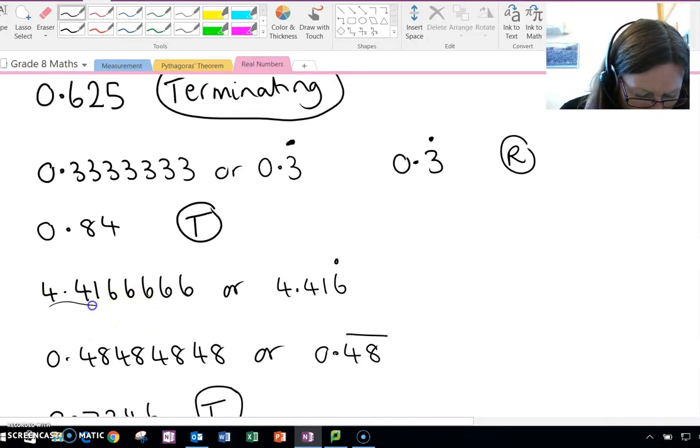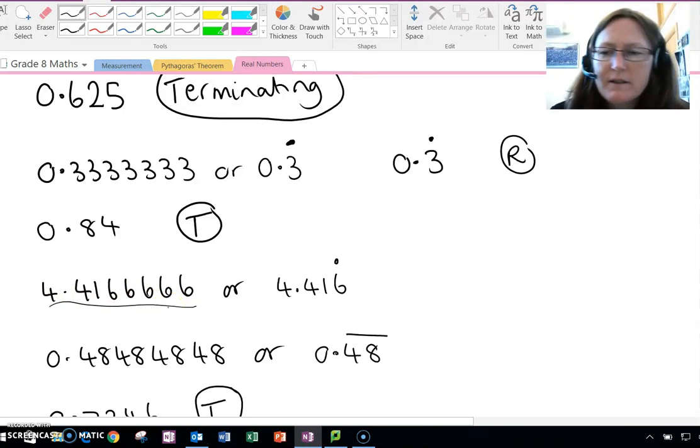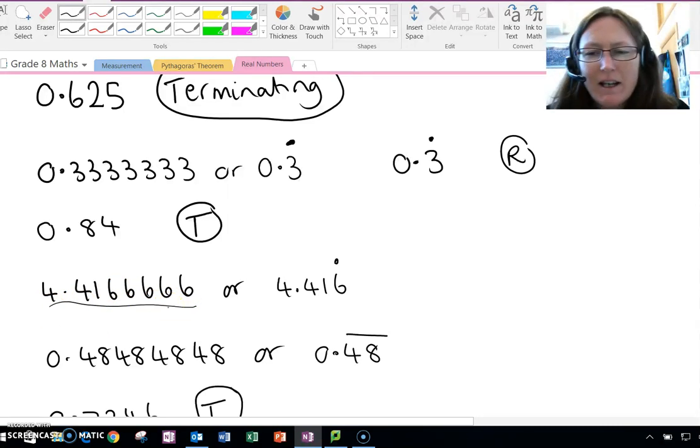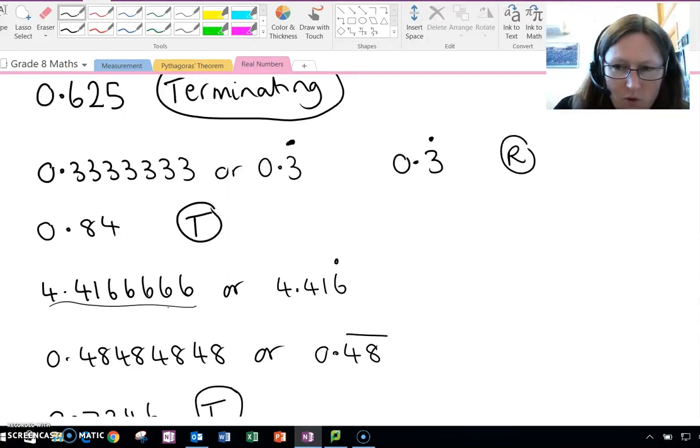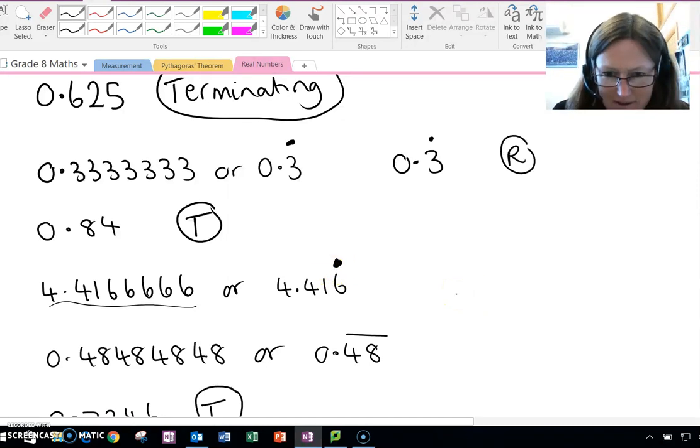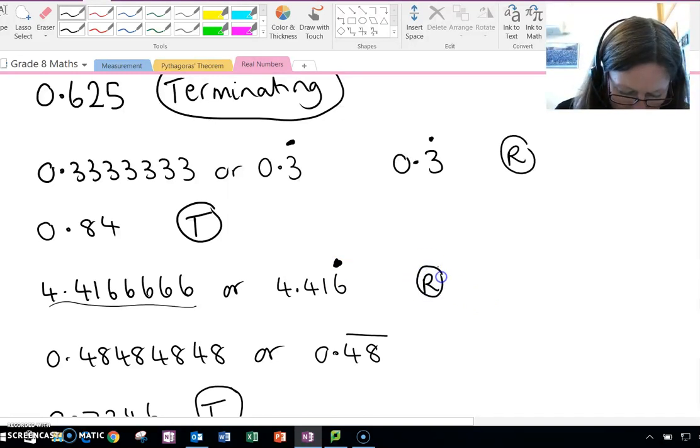So let's look here. This is also called a recurring decimal because it's actually 4.416666666. The 6 again keeps going on. It only stops because our calculator screen stops. So it is called a recurring decimal, and it's just the 6 that is recurring, so the dot is above the 6. So it's just that 6 that keeps going on and on, but a recurring decimal.